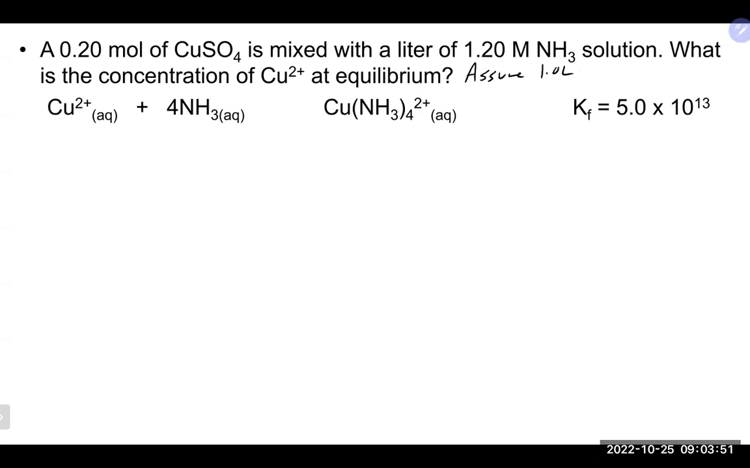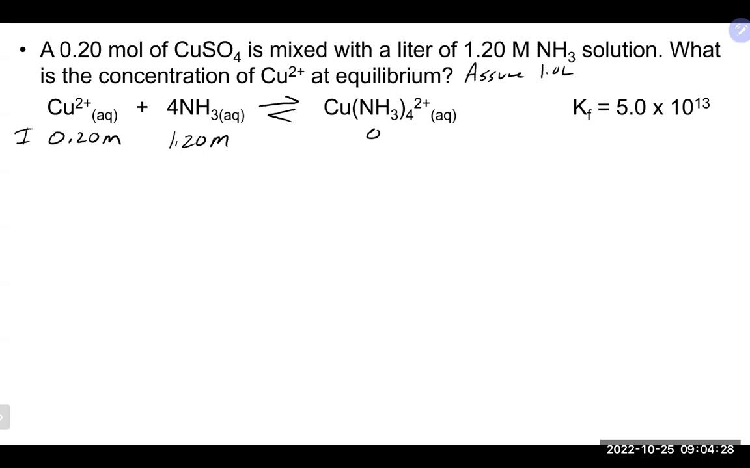So what we're going to do here is find our arrows. There we go. That's good. And we're going to do an ICE table. And what we want is basically the initial concentrations of everybody in that mixture. So in this particular case, we're going to assume that this is going to be 0.2 molar. This will be 1.2 molar, and 0 in this particular case.